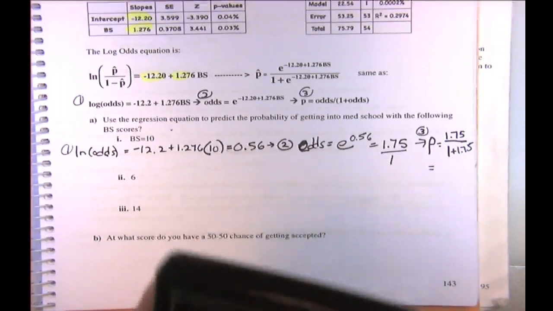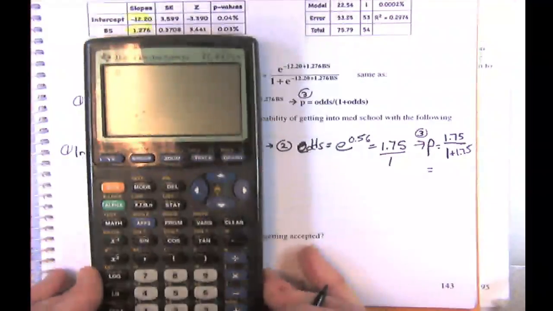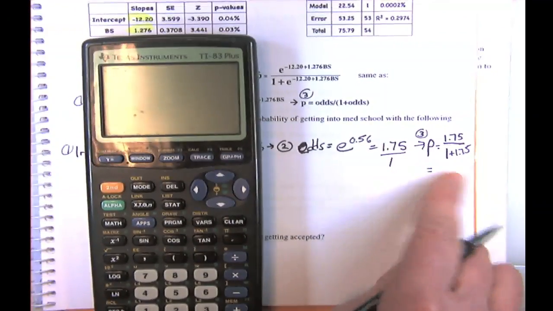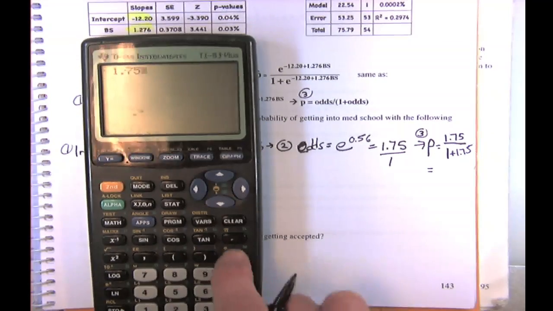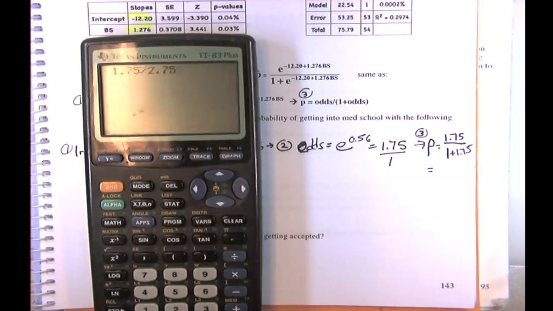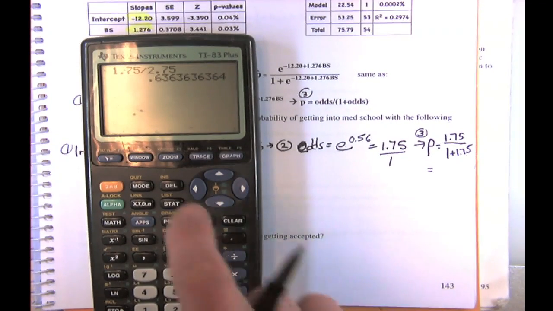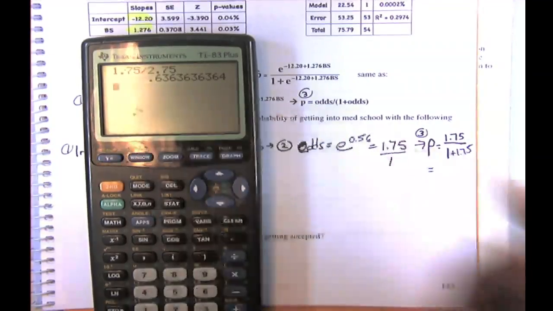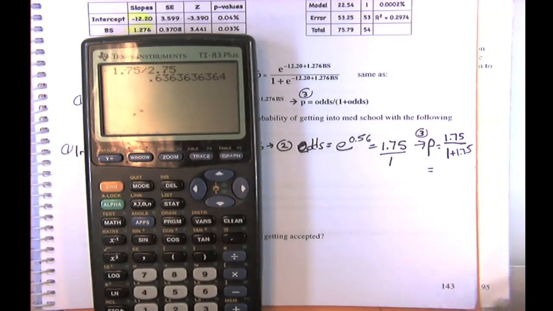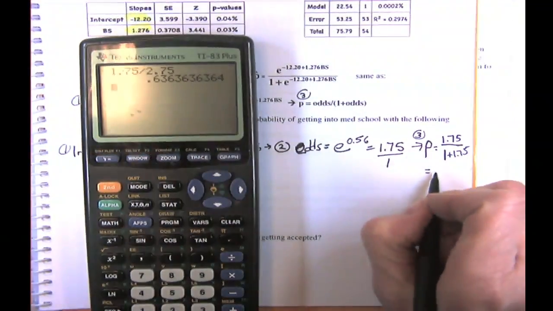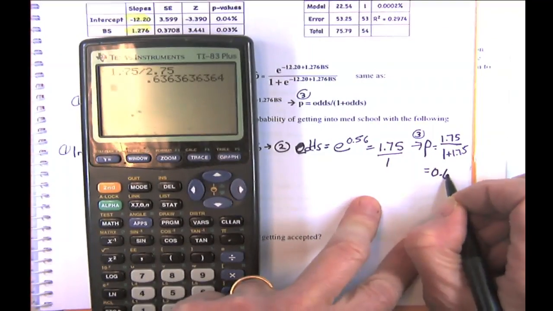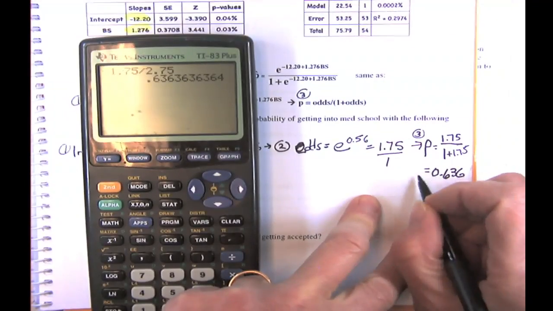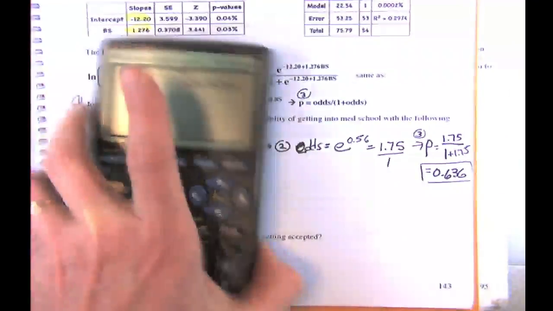I don't have that written down, unfortunately, so I'm just going to do it here. So it's 1.75 over 2.75. So it's about 64%, 0.636. Does this make sense? So that's about 64%. That's closer, really, to the percentages we saw. Okay. All right, so that's our answer for that one.